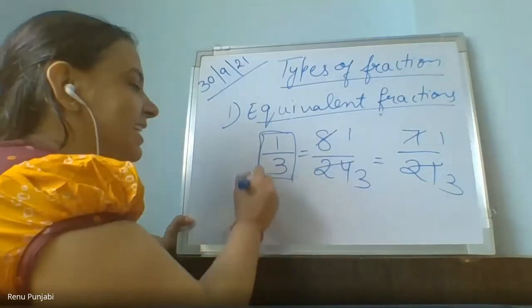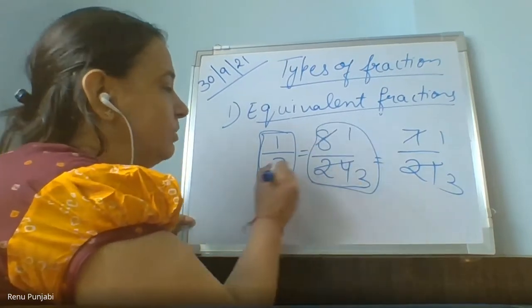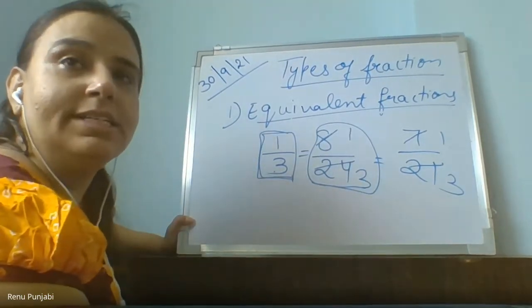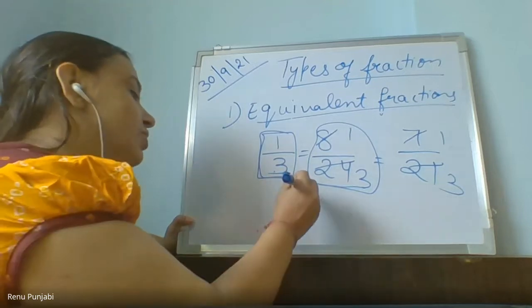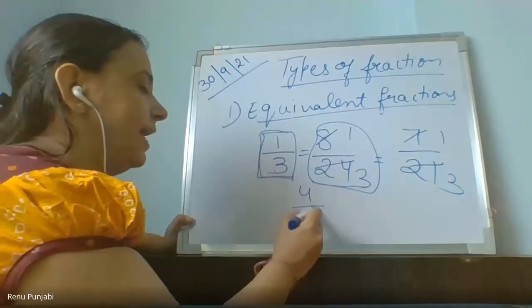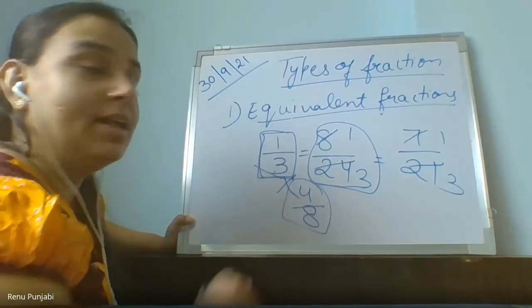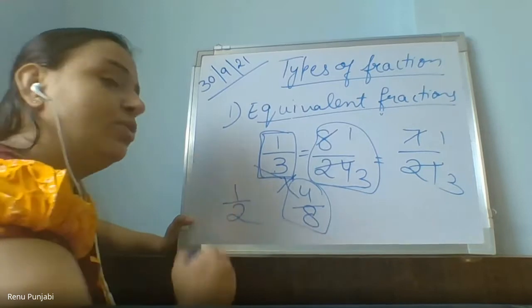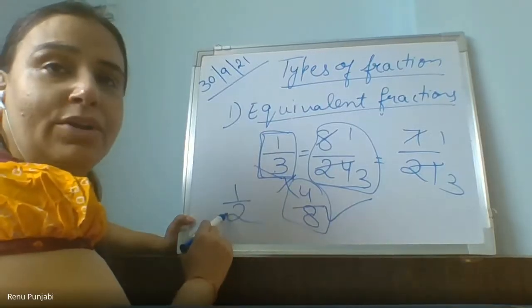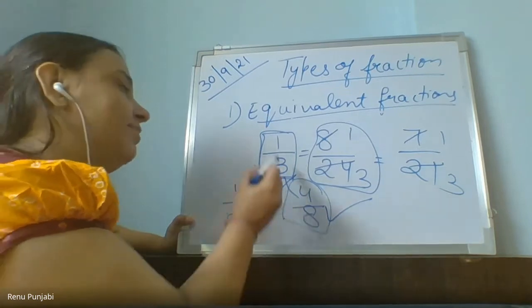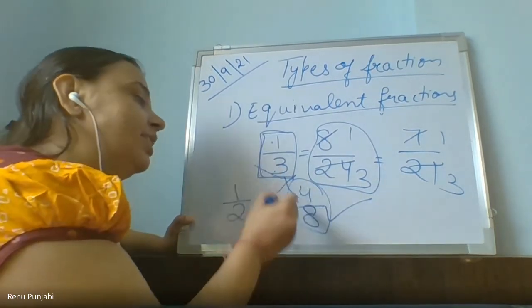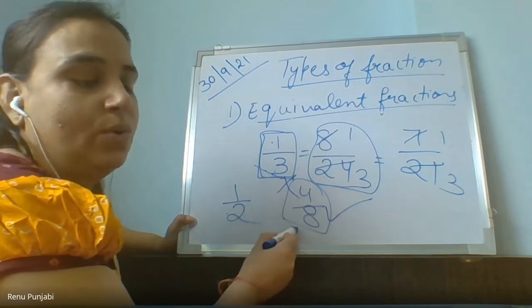Suppose one fraction is given and you are asked whether another fraction is equivalent to it or not, you can easily say. Suppose I am writing 4/8. Is this fraction equivalent to 1/3? No, this is not equivalent to 1/3. But if I ask, is it equivalent to 1/2, half? If I am comparing with 1/2, then it is equivalent to 1/2. But if I am comparing with 1/3, is it equivalent to 1/3? No. Clear?